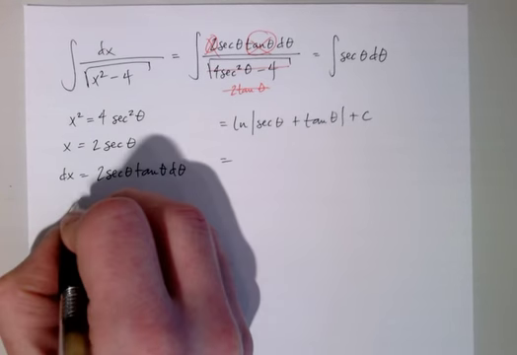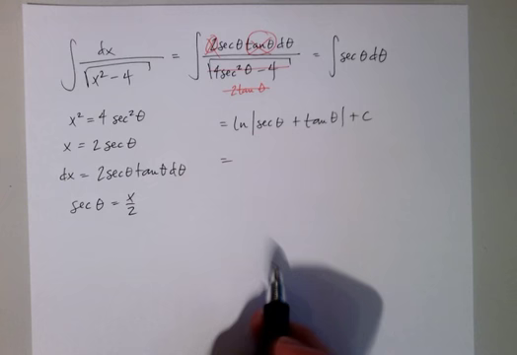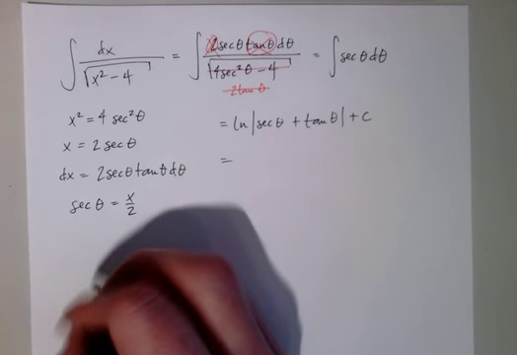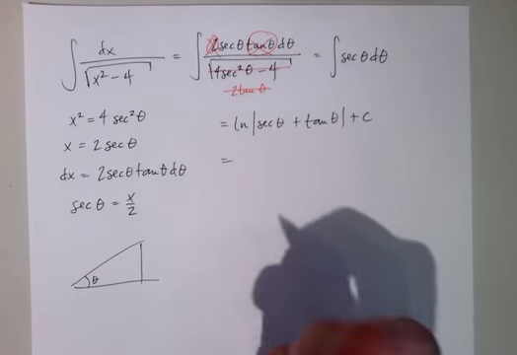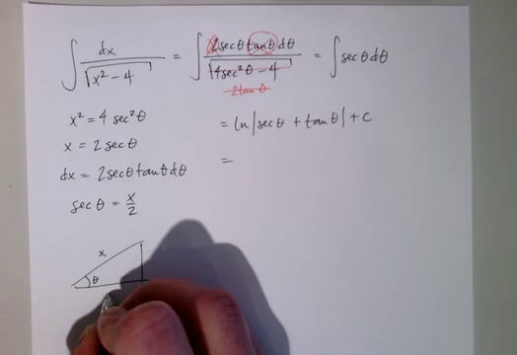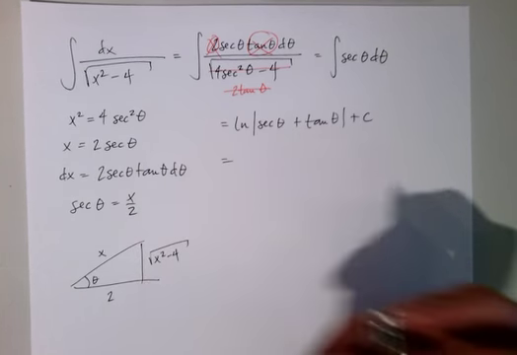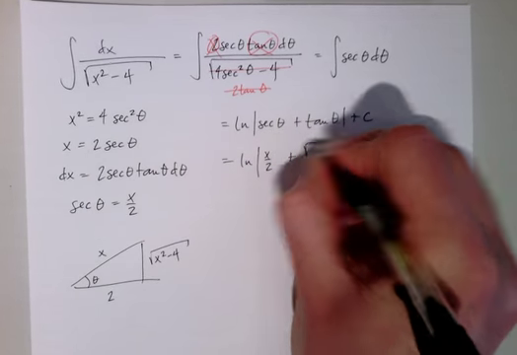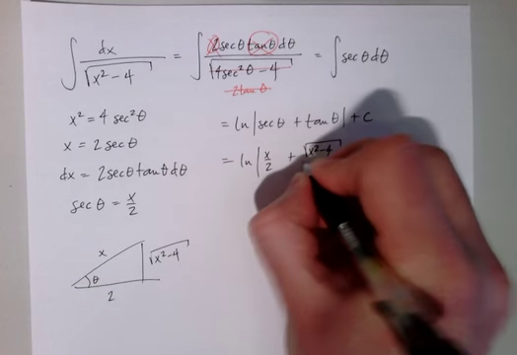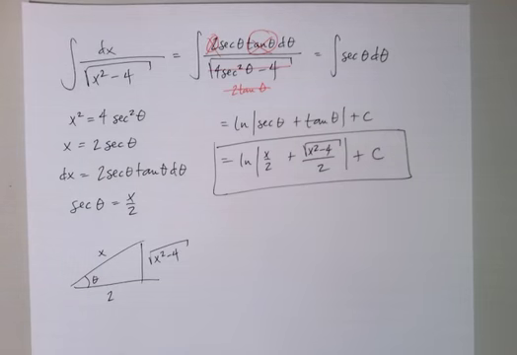And now all I have to do is set up my triangle and get expressions for secant theta and tangent theta. Well, I obviously already have one for secant theta, right? Secant is going to be hypotenuse over adjacent. This winds up being the square root of x squared minus 4. Hope nobody's surprised. And this winds up being natural log of x over 2 plus the square root of x squared minus 4 over 2 plus c. And that is my integral.